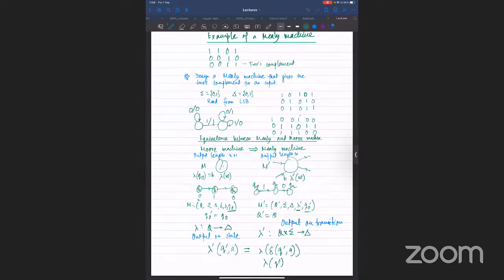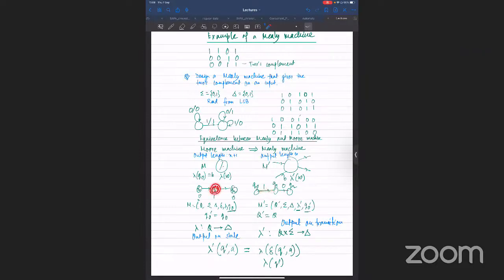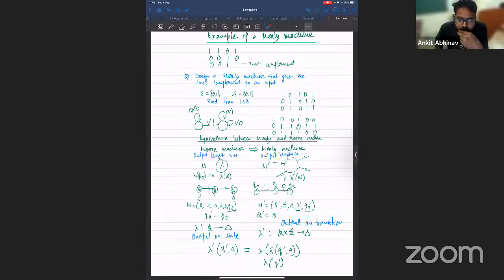Why is it not lambda of q prime? Right? So what are we saying? If you follow here, suppose there is this q1, correct? There is this output on the q1, and we are putting the output on the incoming transition to q1, right? So the output of q1 is put on the incoming transition. Right? So now if you are putting this lambda prime of q prime comma a, right?